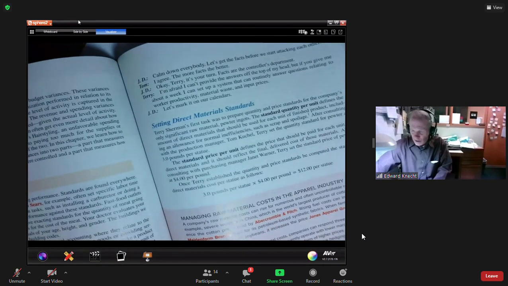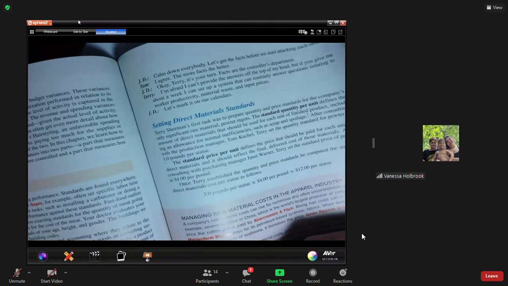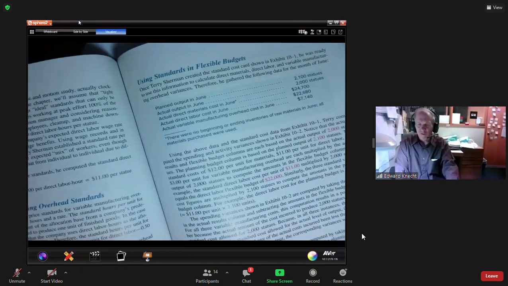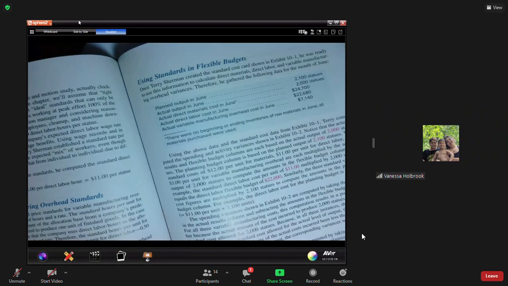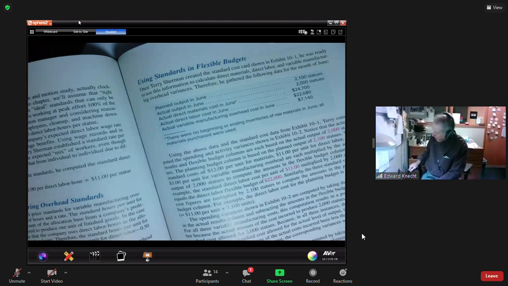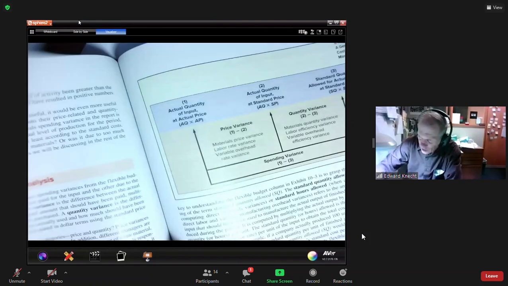So they talk about setting direct standards. Do you want to set your standards so it's ideal, impossible for most people to achieve? Those are kind of defeating types of standards. People are going, gosh, there's no way I could do that. I could do that on my best day, but how many days can I do my best day in and day out? That's not realistic. So using standards and flexible budgets.